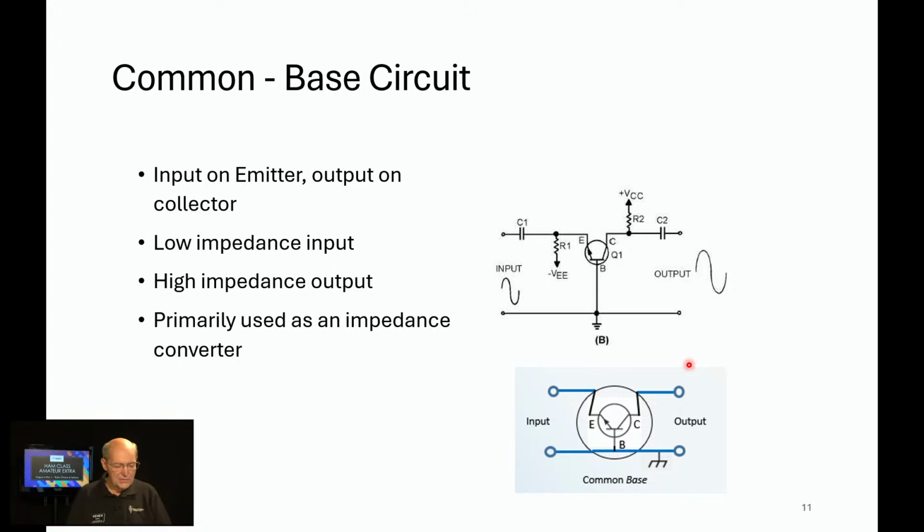Now, common base: what we've done is we've rotated the transistor 90 degrees. This is its configuration. Input on the emitter, output on the collector. It has a low impedance input and a high impedance output, so this is commonly used for an impedance converter. And in this case, the input and output phase is the same. As this rises, the output rises. There aren't any pool questions related to this. I just wanted to go through each of the three configurations to compare them.